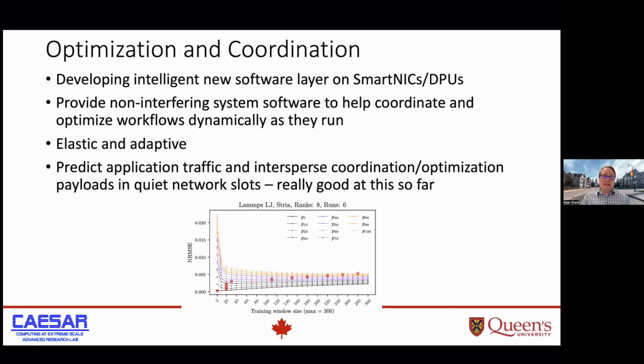We're assuming that we can have a relatively lightweight SmartNIC in future generations of systems. And we want to use those to provide a non-interfering system software so that we can coordinate and optimize workflows dynamically as they run instead of just static allocations today.